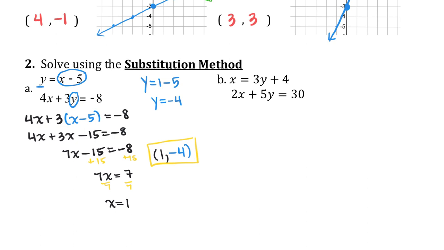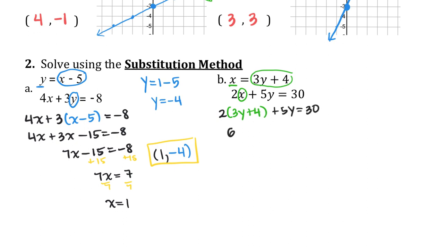Okay, let's try B. Let's start B together, and then I'll have you pause the video and finish. Okay, substitution, you want an equation that either says x equals or y equals. Let's see, this is x equals. So I'm going to take x equals this, and the second equation where x is, I can plug in 3y plus 4. Bring down the plus 5y equals 30.